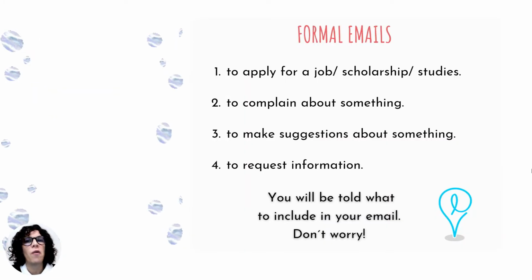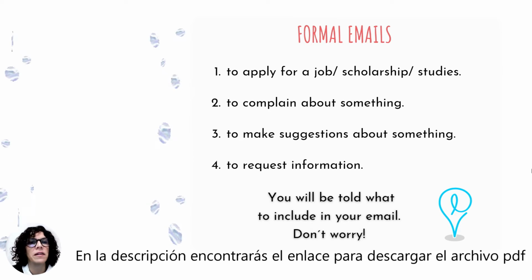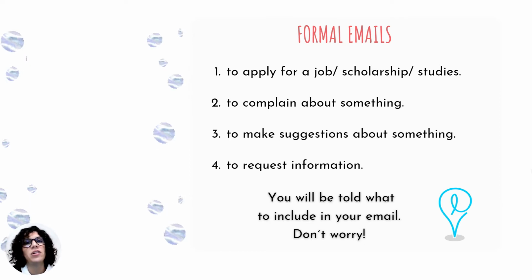When do we use formal emails? We use formal emails for different situations. One of them is to apply for a job, a scholarship, or a study opportunity. Another situation is to complain about something. It could be a product that we bought, a service that we received, and we want a replacement or a refund. Situation number 3 is to make suggestions about something. We also use formal emails to request information and many times to give information as well.